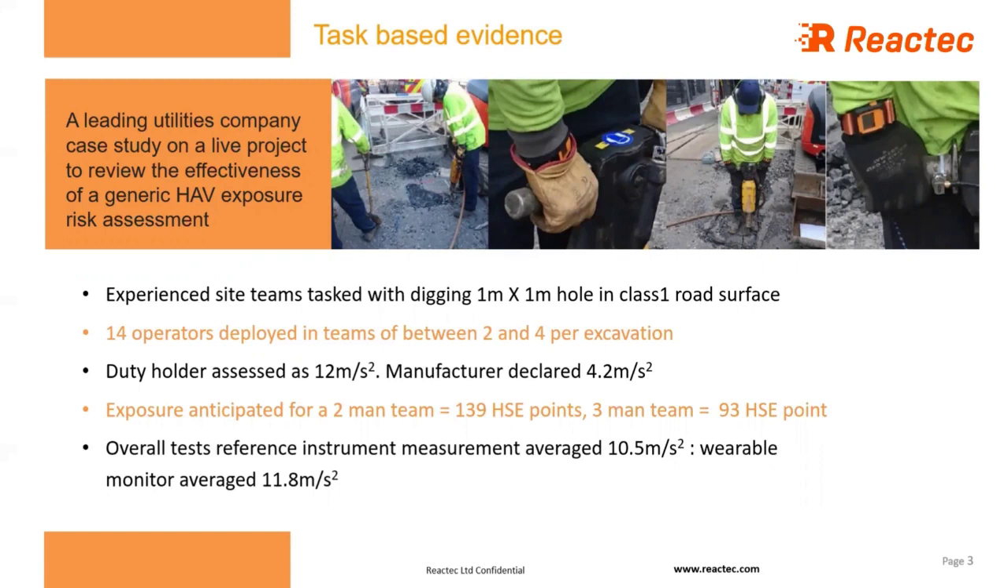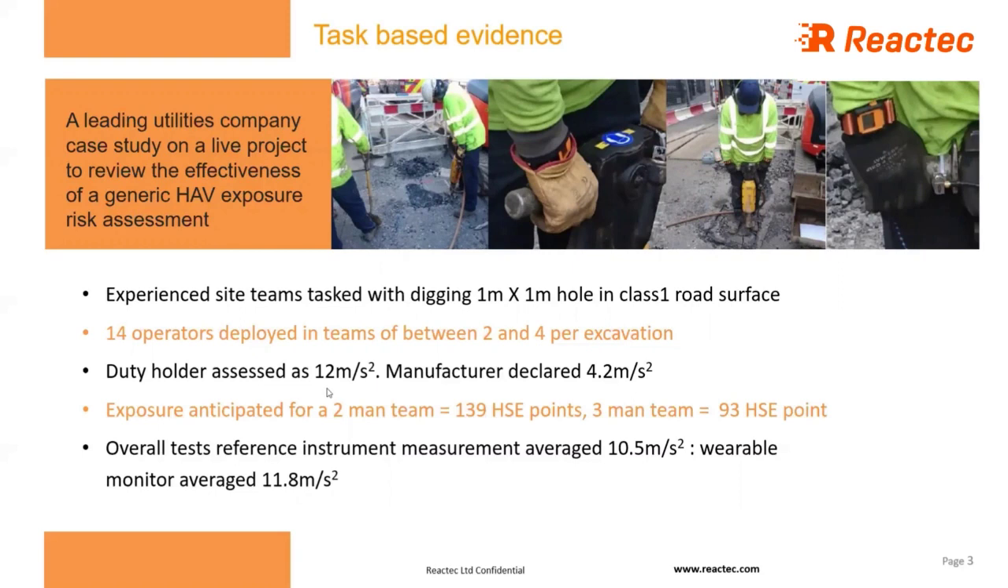Now that varied quite significantly from the manufacturer's declared value for that particular tool used in the exercise. And based on the average time for the various excavations, the duty holder was then able to establish that for the task, if 2 people were involved, then they would experience a risk of 139 exposure points. But if 3 people were used in the task, they could keep that to under 100 points. In precise numbers, it was 93 points.